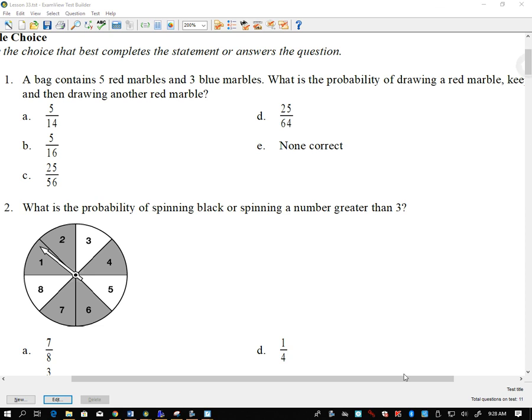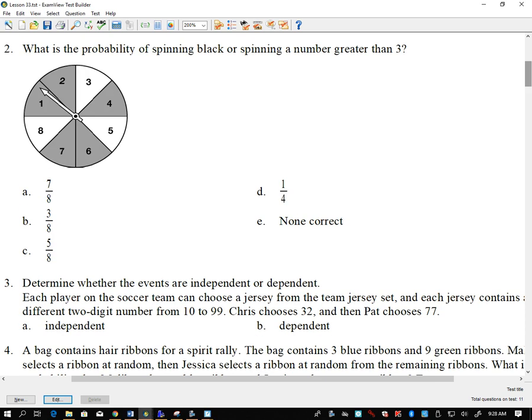All right, let's take a look at another one. What's the probability of spinning black or spinning a number greater than 3? What's the probability of spinning black? Notice we have 1, 2, 3 whites. The rest of them are considered black. What's the probability of spinning black?